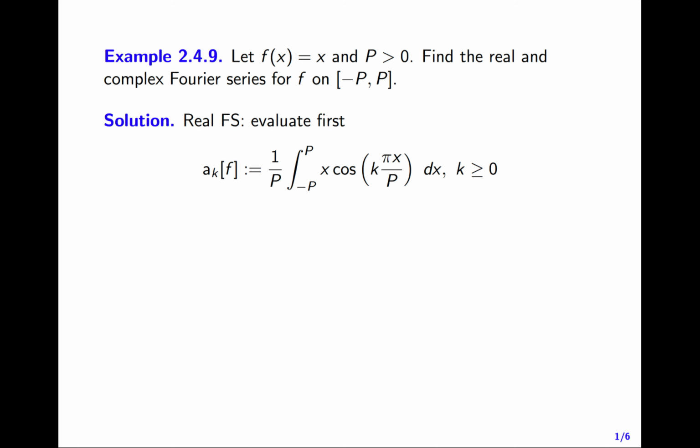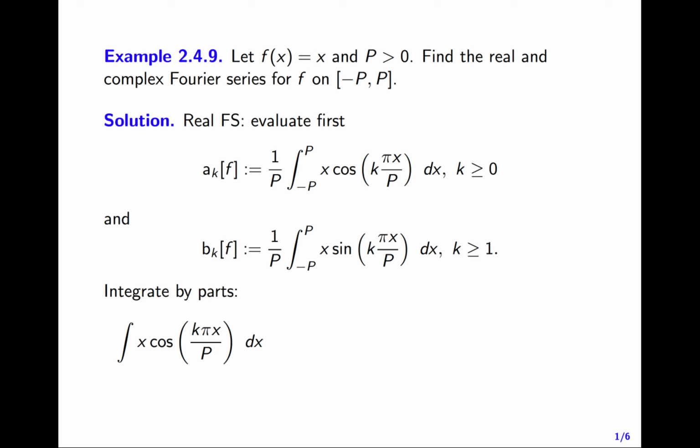We need to evaluate our a_k coefficients. So the a_k coefficient on f is 1 over p, integral minus p to p of x cosine of k pi x over p, for any k greater than or equal to 0. And we'll need to evaluate the b_k coefficients, which will be 1 over p times integral minus p to p x sine of k pi x over p. Here k is greater than or equal to 1 for the b_k's.